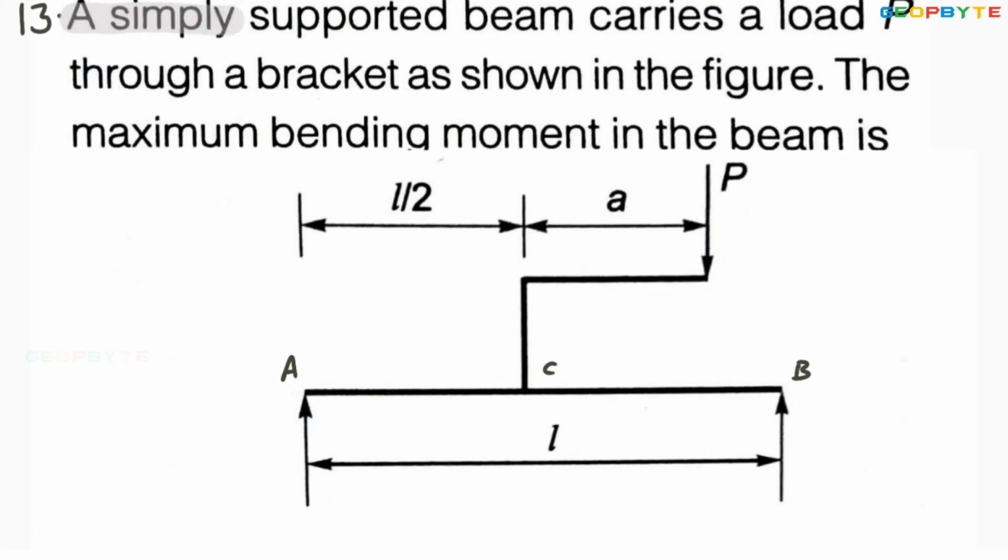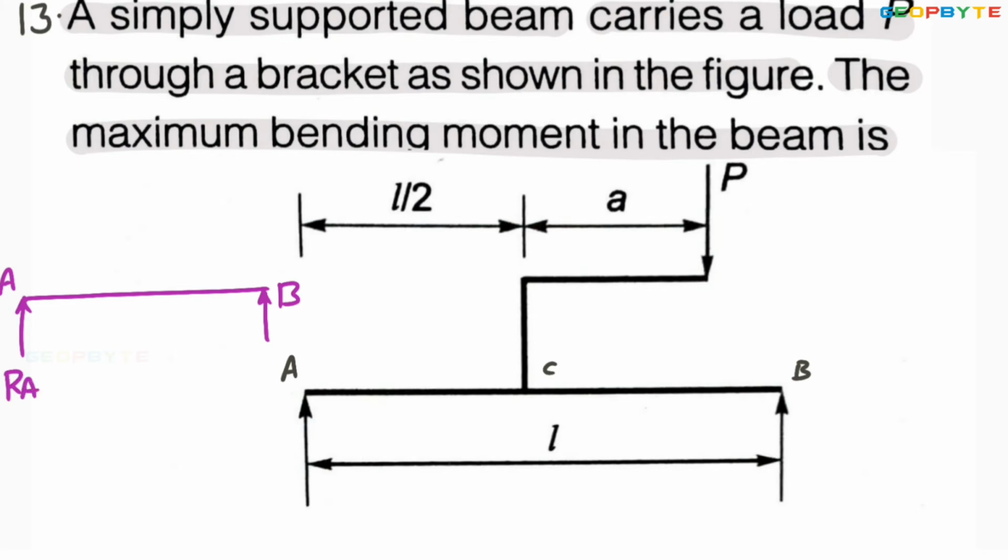A simply supported beam carries a load P through a bracket as shown in the figure. The maximum bending moment in the beam is, look at the beam. The beam is subjected to eccentric loading. Then the free body diagram looks like this. Let this be A, this be B. Reaction at A is RA, reaction at B is RB.